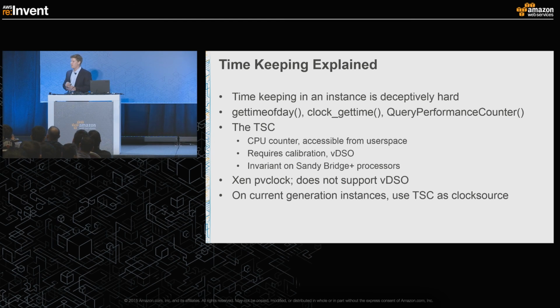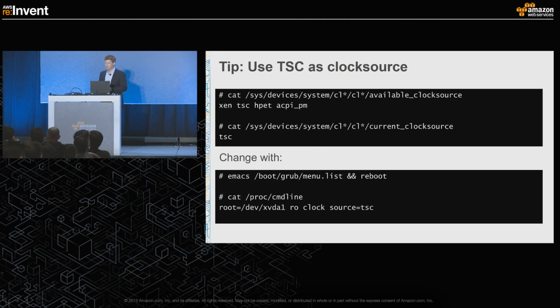It's a CPU counter. It's accessible from user space with some help, and all of our current generation instances support TSC as a clock source. And here's an example in Linux of how you can go change it. You can query your available clock sources, and then you can look at your current clock source. You can use a text editor of your choice to change the grub configuration and the kernel line to use a different clock source.